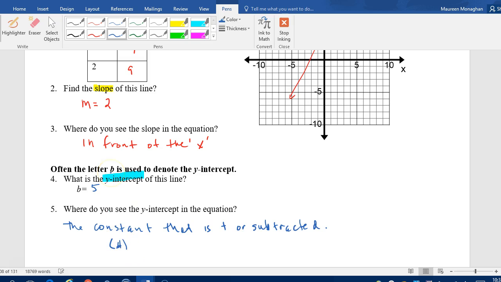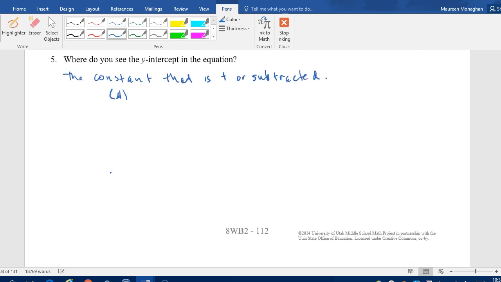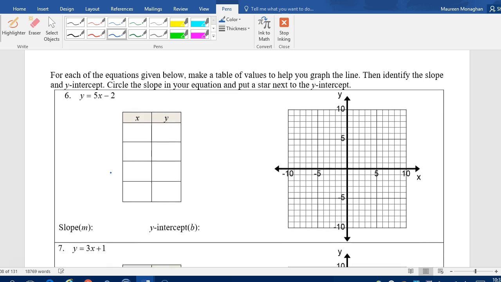Okay, so this is what we're going to be doing in this lesson. And it's kind of exciting because it's all coming together. I can feel your excitement. All right, let's take a look at this next one.